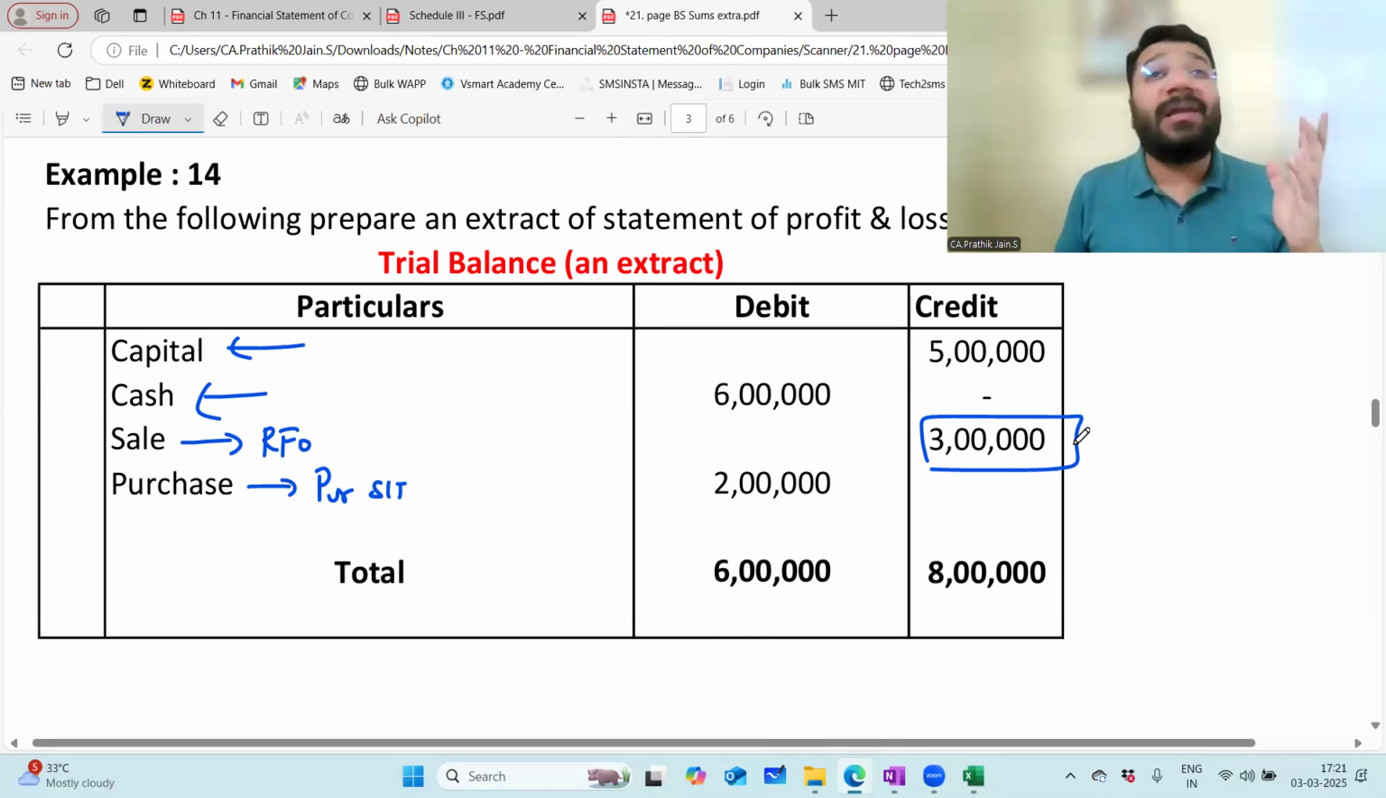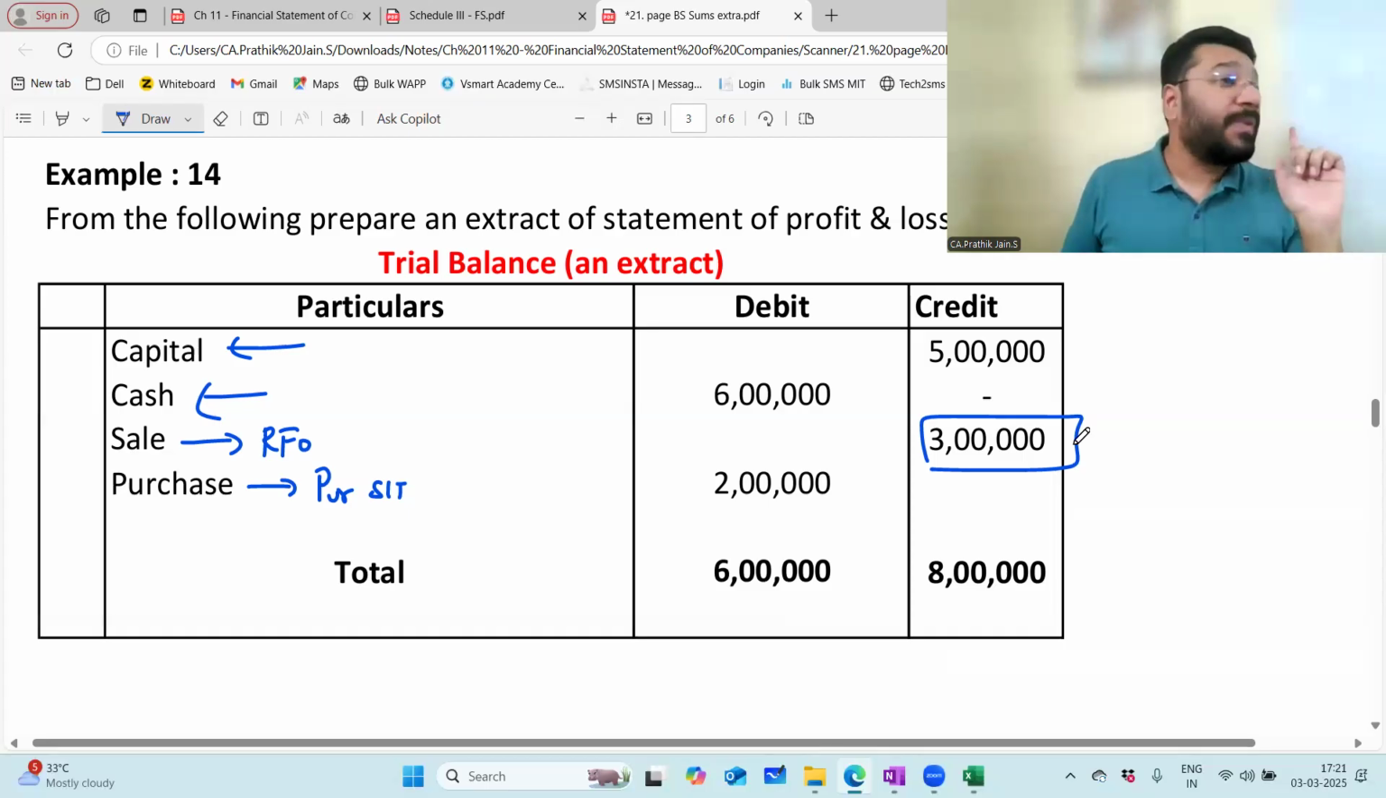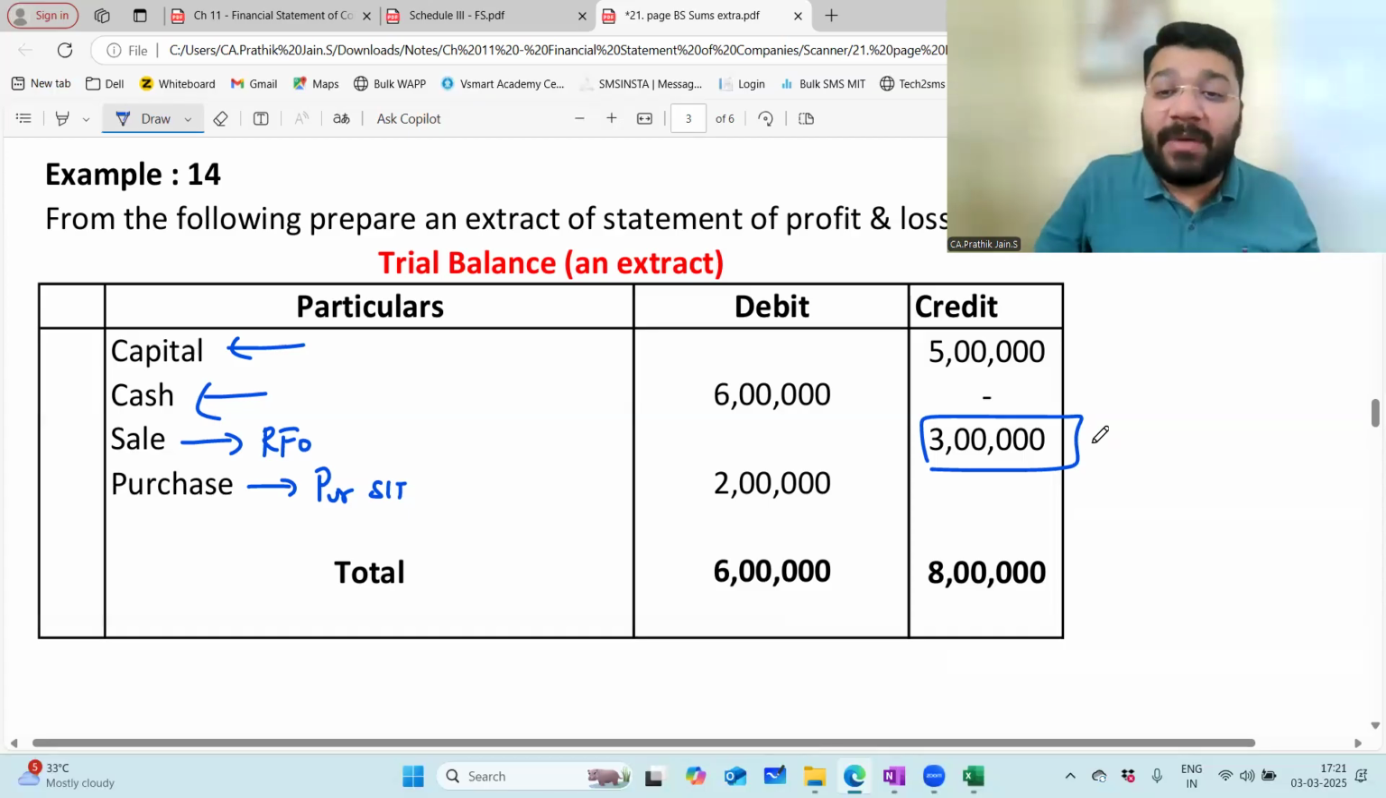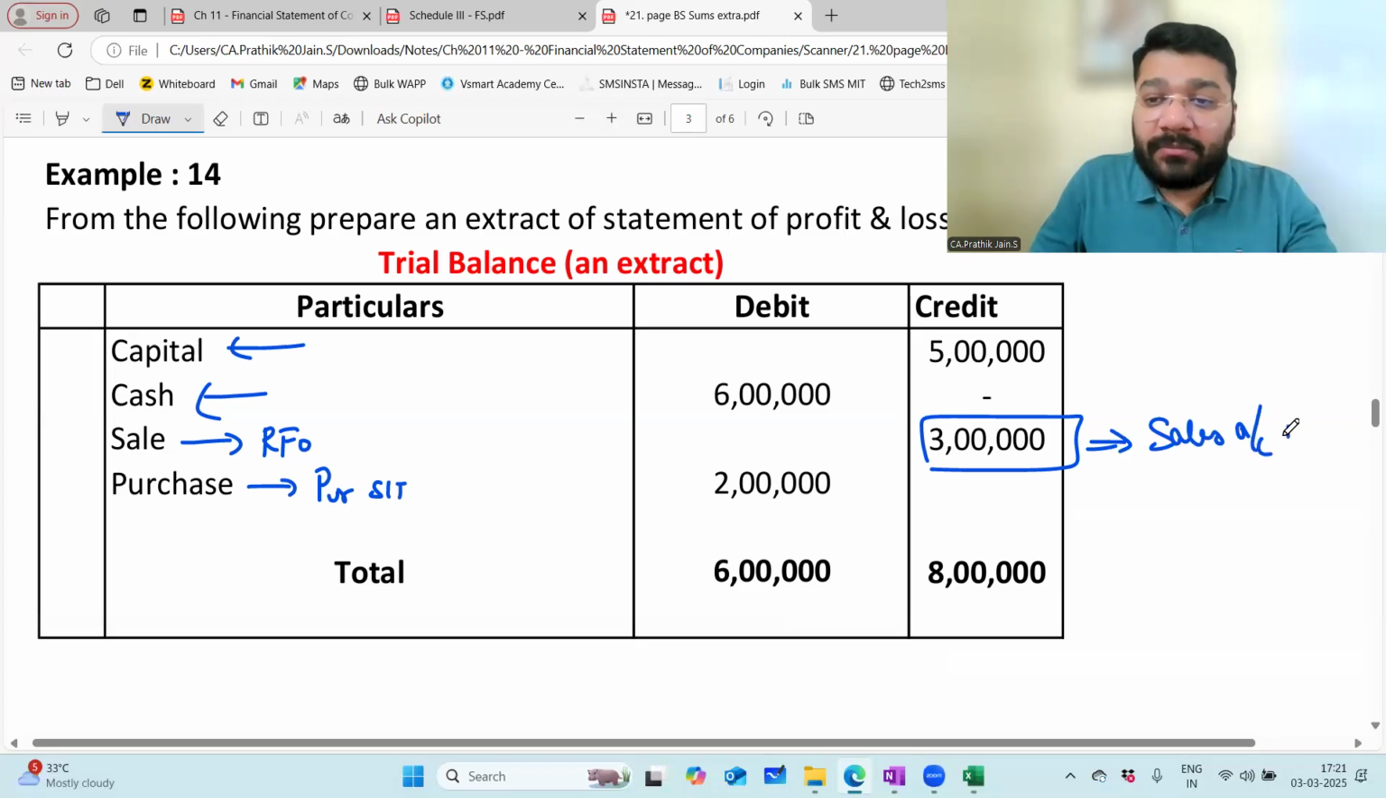There are multiple types of journal entry. Which journal entry are we focusing on? Closing journal entry. Can you please tell me what is the closing journal entry for this? Sales account debit to statement of profit and loss. Wonderful. And for purchase, it is statement of P&L account debit to purchases.